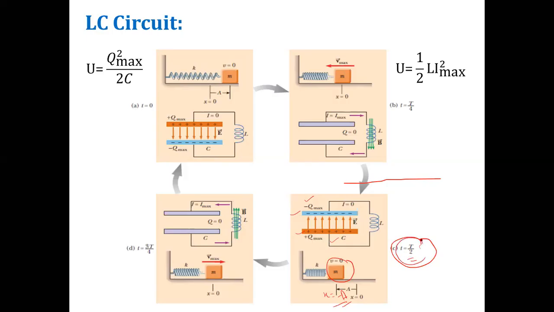Again, if you go to t is equal to 3/4 of your time cycle, that would be equivalent to this mass coming back to its equilibrium position. Again, your capacitor will be fully discharged and your energy will be totally in the inductor in the form of magnetic energy.